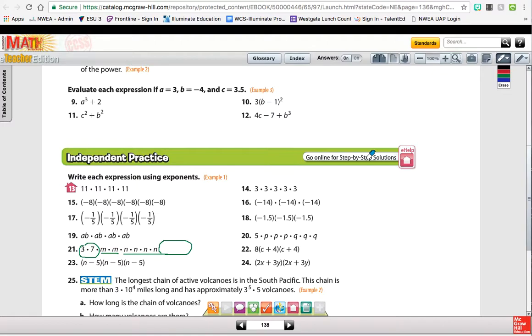The next problem we're going to look at is number 22. On 22, we have 8 times c plus 4 times c plus 4. If you want to hit pause and try to write the answer to that one on your note sheet and then press play when you're ready to see the answer, you can do that.